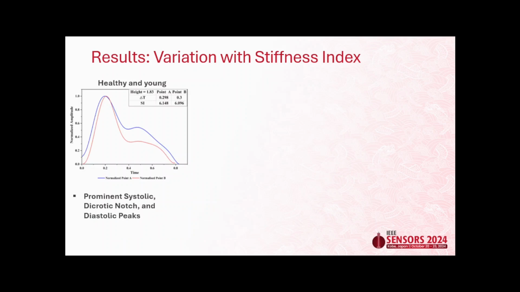For the results, this is the graph of the two-point waveforms for points A and B for a healthy and young person. We can see that a prominent systolic peak, dicrotic notch and diastolic peak are visible for a healthy and young participant. Even though there is a variation in size, the pattern remained consistent for both waveforms. The attached table shows the delta T and stiffness index values for both points.